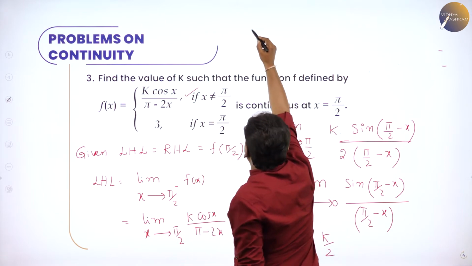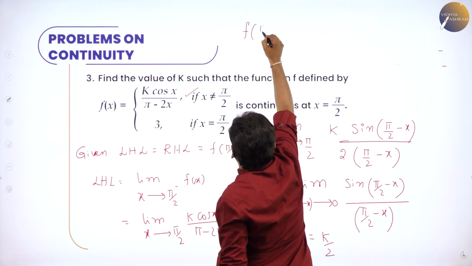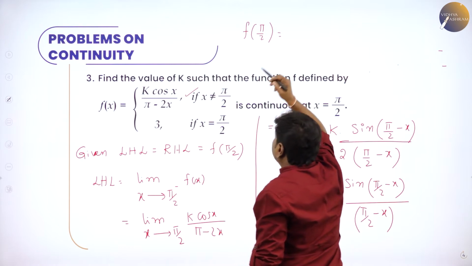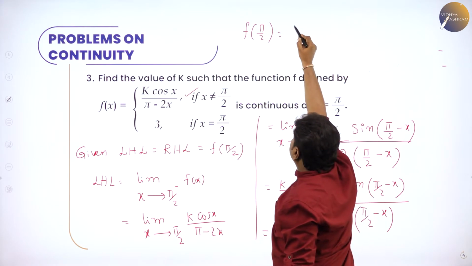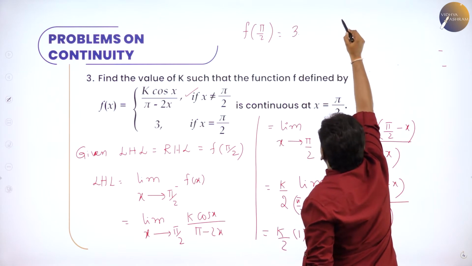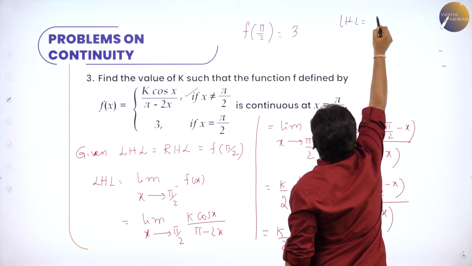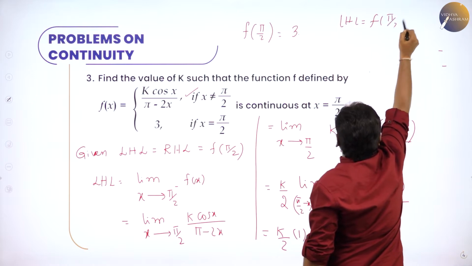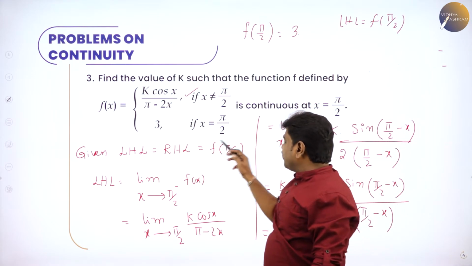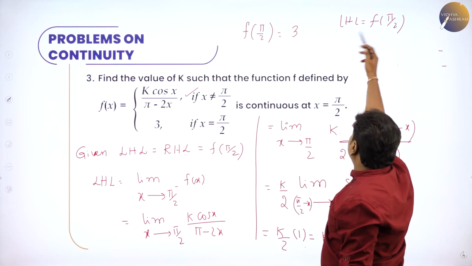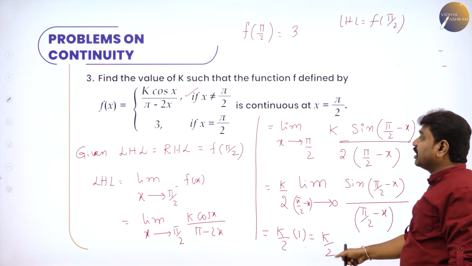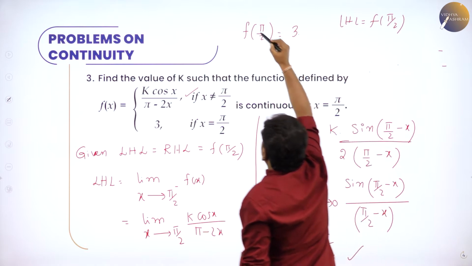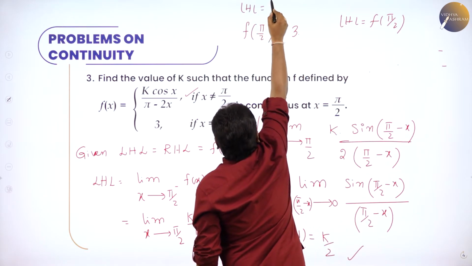Now we'll go directly to f of pi by 2. What is f of pi by 2? Function value when x is pi by 2. When x is pi by 2, what is the function value? 3. F of pi by 2 is 3. Now we know that LHL, RHL, f of pi by 2, all three are equal. I'll equate two different things. LHL, what is LHL we got? Here we got, what is LHL? K by 2. We already got LHL as k by 2.